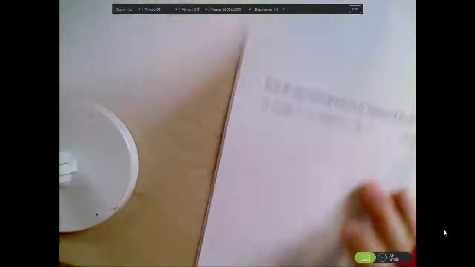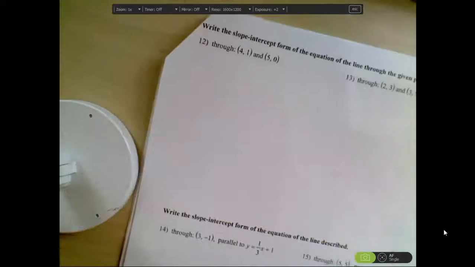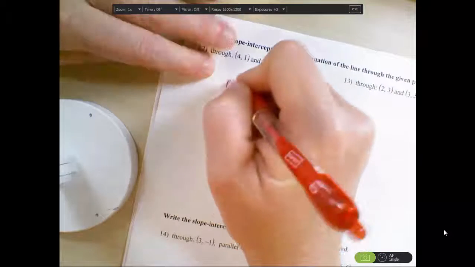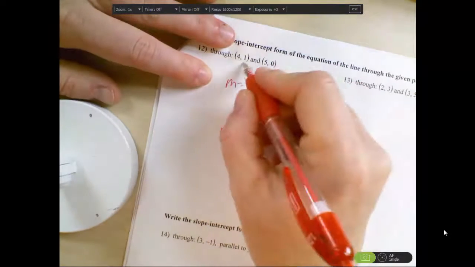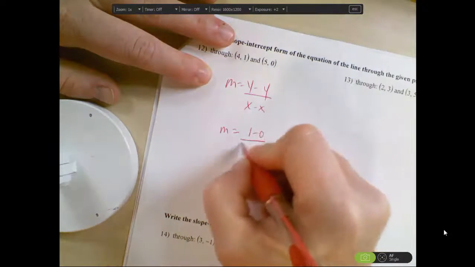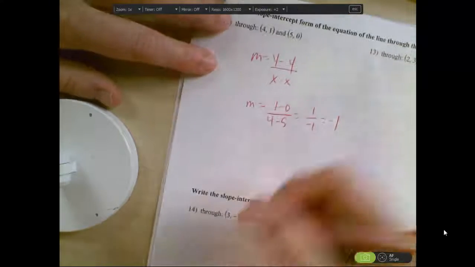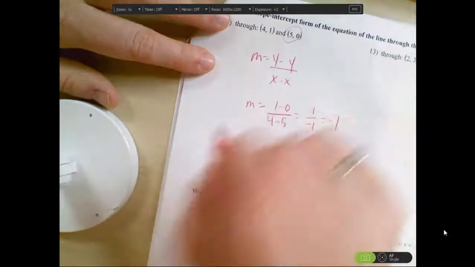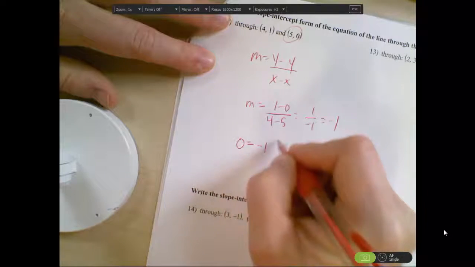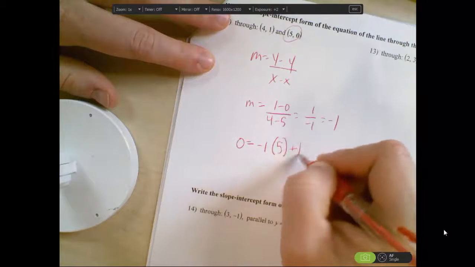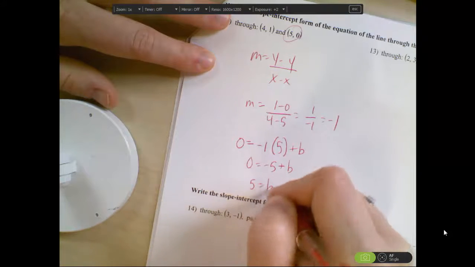On this page we're doing the exact same thing, except they're not giving you the m. You have to find the m. So remember, m is y minus y over x minus x. So in this case, we're going to do 1 minus 0 over 4 minus 5. So 1 over negative 1, which is negative 1. Then pick a point, either one. I'm going to use this one because it has a 0 in it. So I'm going to do 0 for y, negative 1 for m, 5 for x, plus b. 0 equals negative 5 plus b, so b is 5.